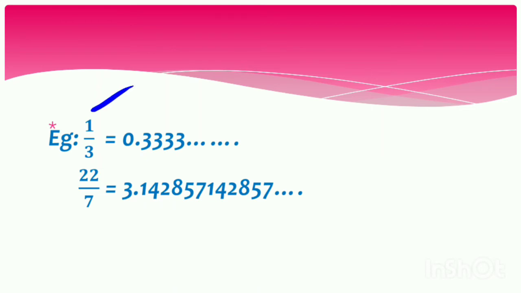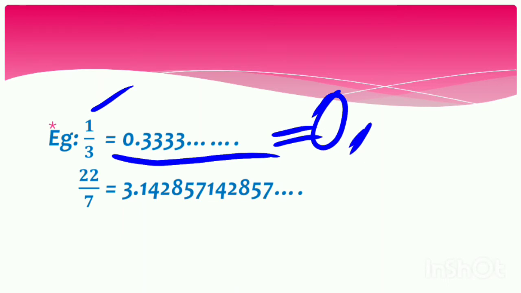1 by 3 we will get 0.3333 etc. In this case only 3 is getting repeated. So we can write it as 0.3 with a dot above, which means 3 is getting repeated after the decimal point.